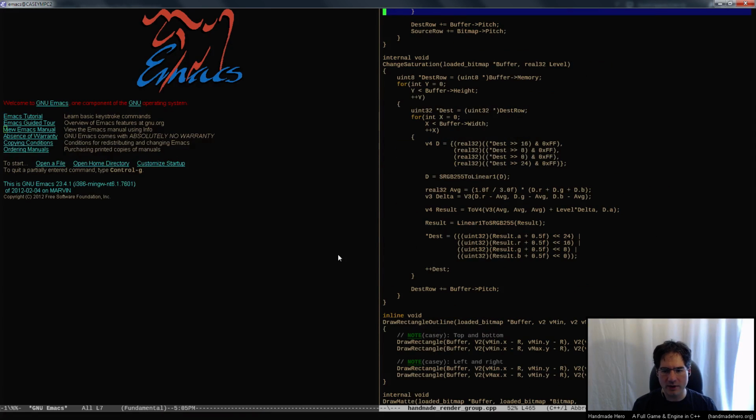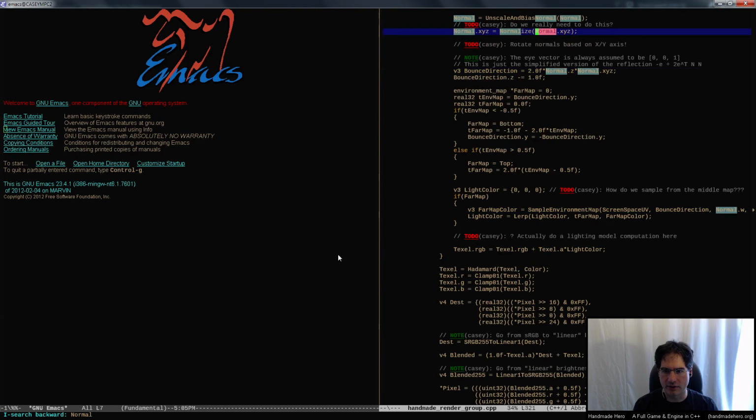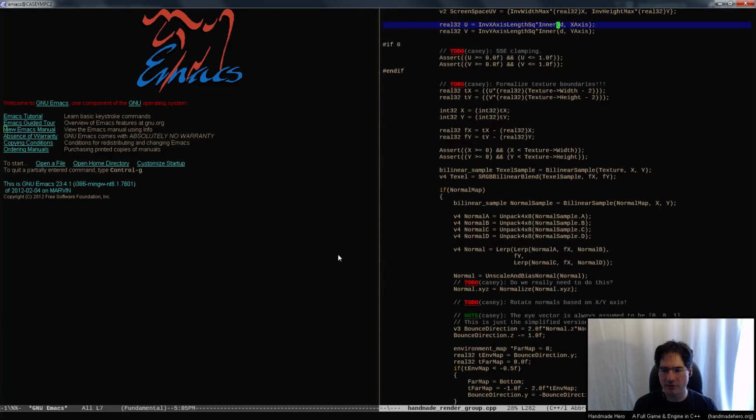So when we actually grab that normal out, we've done the work of grabbing that normal out, and what we want to do here is transform our normal. We want to be able to rotate it. We've got a to-do in here: rotate normals based on XY axis. We want to be able to spin it so that the normals are facing the correct way that they would be facing if the bitmap is being spun.